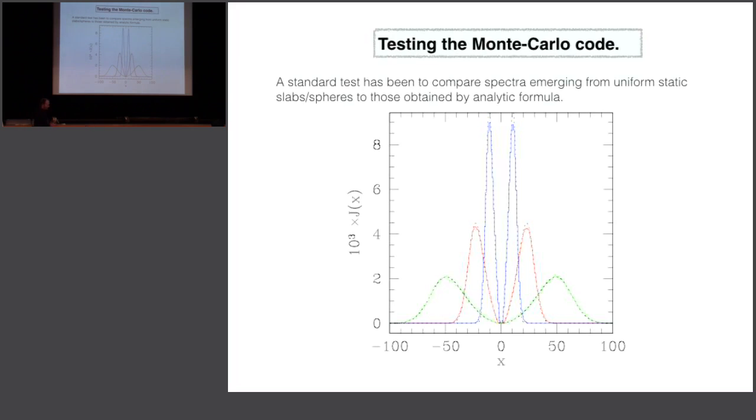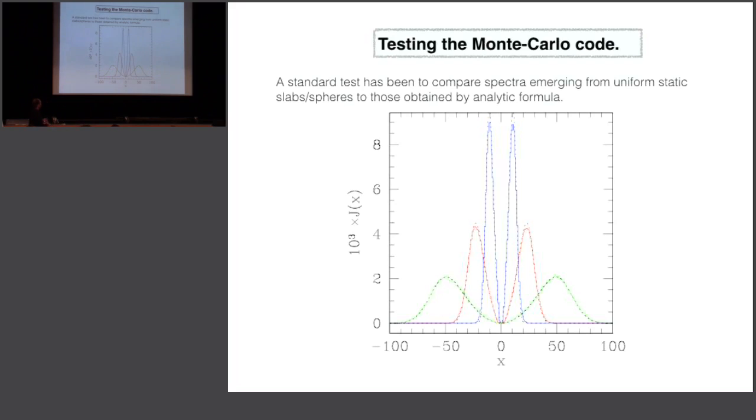So the first thing you should test if you do this is to compare with analytic solutions for spectra that people have computed. I mentioned that we have analytic solutions for spectra emerging from, say, static spheres or static slabs or static cubes. This is the first thing you would like to test: whether the spectra of the photons that come from your Monte Carlo actually agree with these analytic solutions.